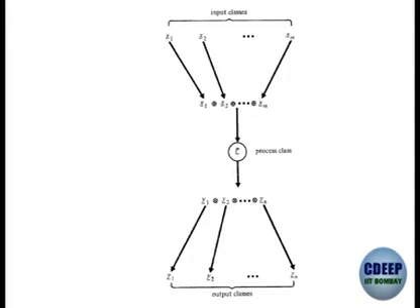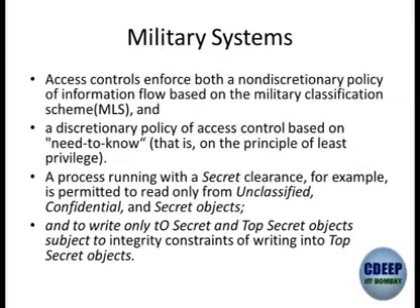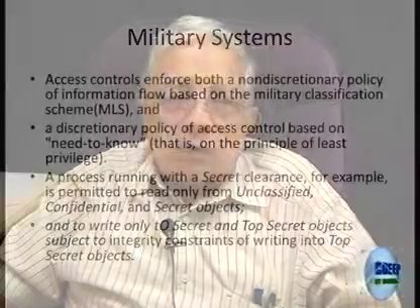Now if you consider military systems, for example, access control enforces both a non-discretionary policy of information flow based on the military classification. Why is it called non-discretionary? Because it has some kind of flow security, which is essentially a mandatory access, enforced over and above the discretionary access.